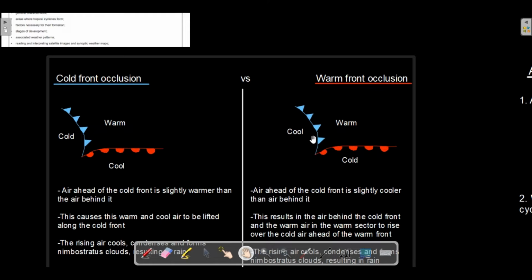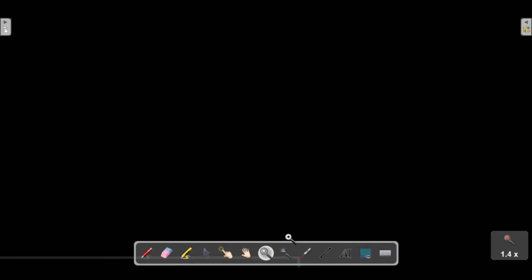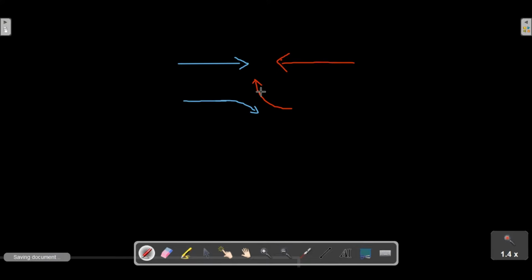Right. So before I get into the gist of this, I just want to discuss something really quick. Now, in the past videos, we said that whenever you have an instance where a cold MS is converging or meeting up with a warm MS, the cold MS tends to wedge underneath, and the warm MS tends to rise up. So it will rise up, cool down, condense, form clouds, and it will result in rainfall. So that's what we said happened, but we did not really discuss this in depth or in detail. So let's really look at this again.